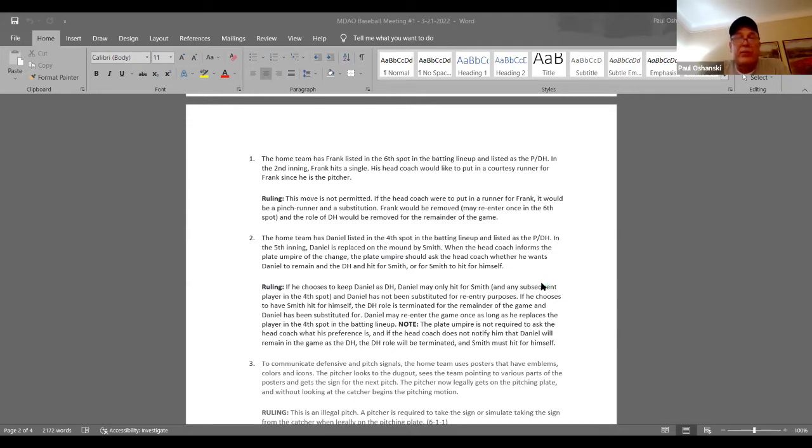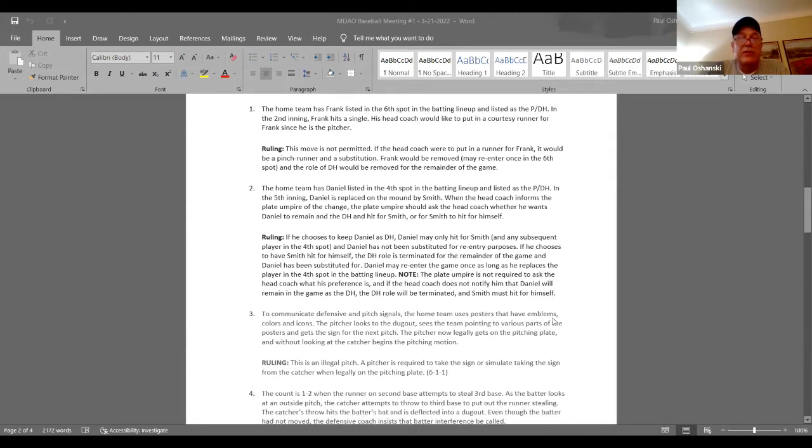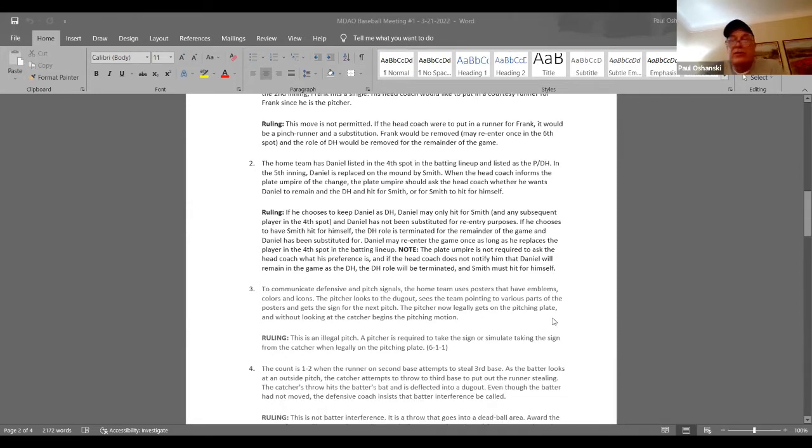If the coach were to put in a runner for Frank, it would be a pinch runner and a substitution. Frank would be removed, but he may re-enter once in the 6th spot, and the role of DH would be removed for the remainder of the game. So I know this is new and fun, so let's make sure we watch and we know the rule on this one. Number 2, does anybody have any questions on that? I don't know if anybody can hear me or I can hear you, but it's quiet.